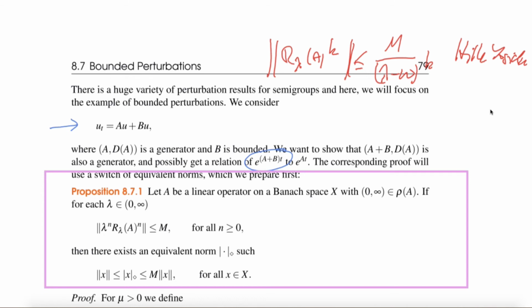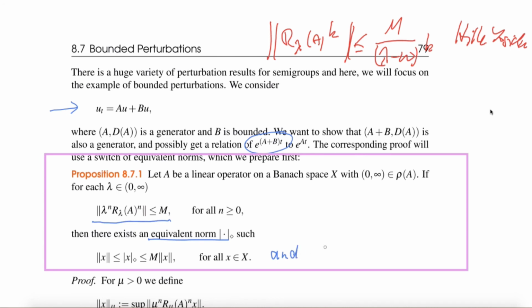Let A be a linear operator which has an estimate like this. So lambda to the n, R(lambda, A) to the n is less or equal M. Okay, if you divide this estimate by lambda to the n, then you get the Hille-Yosida thing with omega equal to 0. Okay, so there's already a special case for omega is 0 kind of in here. Now, in this case, then you can find an equivalent norm, which I call the diamond norm. So in the diamond norm, then, we have that lambda to the n, R(lambda, A) to the n is less or equal 1 for all n.